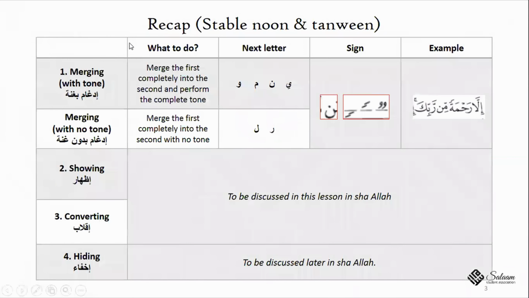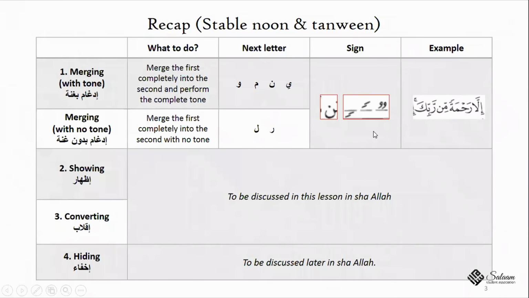So, a quick recap about the stable noun and tanween part, because we are going to build on that. The first rule we had is merging, and we defined merging, what to do, as you can see here. Sometimes we merge and we give the next letter a tone, or we don't give a tone. We only merge the noun, which means we do not say it. This happens with tone with 4 letters, and without tone with 2 letters.